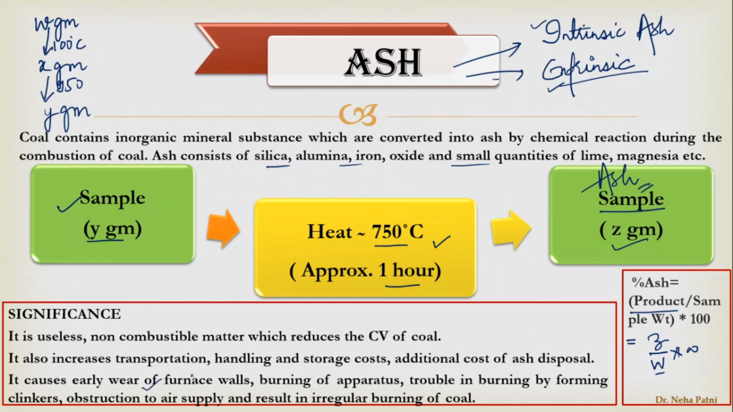Similarly, it causes early wear of furnace walls. It gets attached to those furnace walls which you use for combustion. It causes burning of apparatus. It causes trouble in burning because it forms clinker. So bigger size particles you may call a clinker. So it forms clinker, and those clinkers pose obstruction in the path of air. So the air supply is not proper, and the combustion becomes non-uniform or irregular. So that also is a problem when the combustion is not proper. So that is why we want to know how much ash should be there, and it should be low definitely.